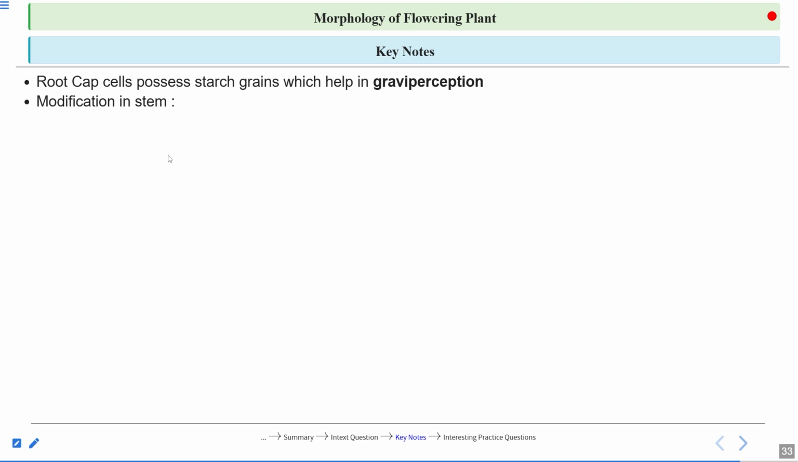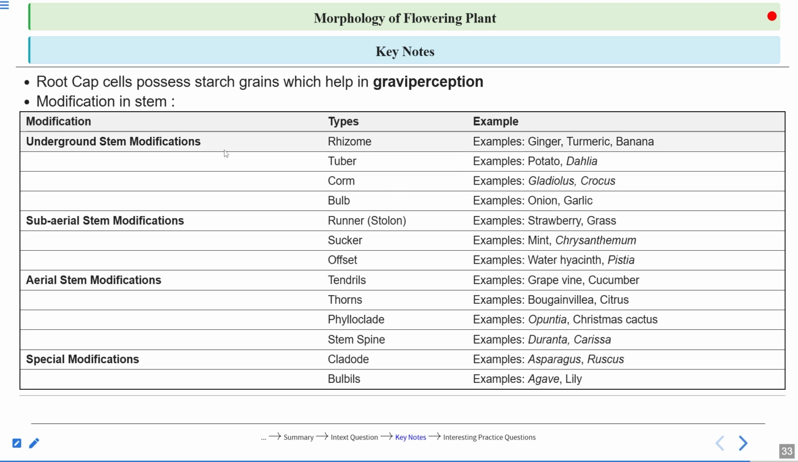Modification in stem. Here you can see underground stem modifications. We have seen rhizome. Examples are ginger, turmeric, and banana. Tuber: potato and dahlia. Corm, very, very important: gladiolus and crocus. You have eaten one vegetable, elephant foot. In Hindi, we call it suran, jimikand. That is also a type of corm. Bulb: onion and garlic. So these are the underground modifications of the stem.